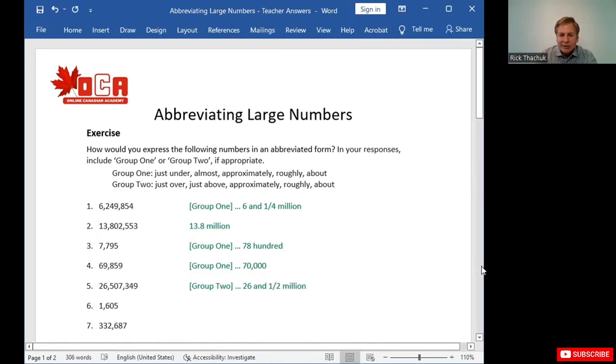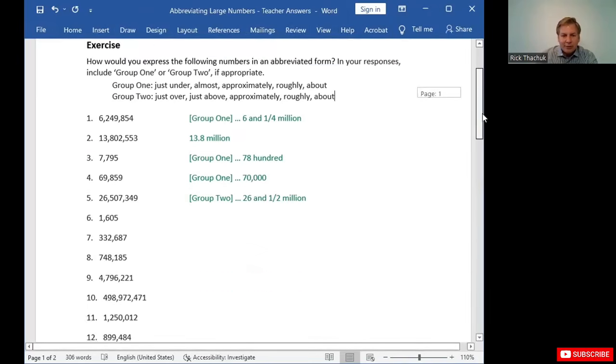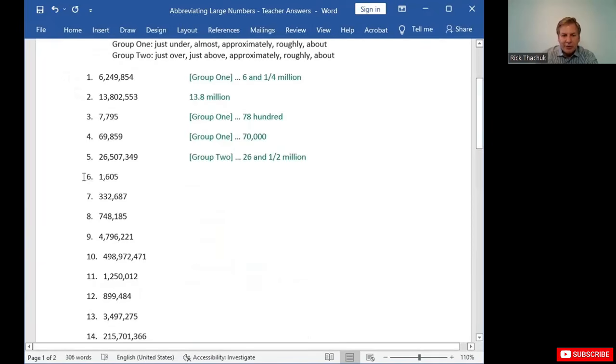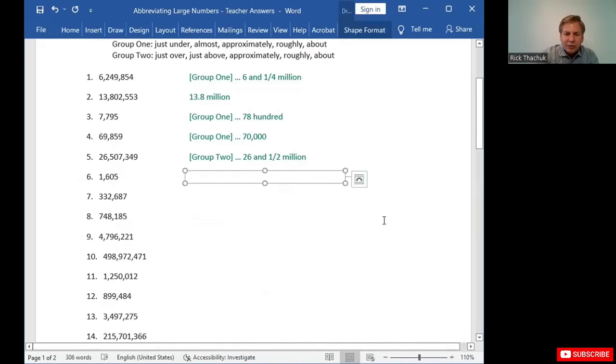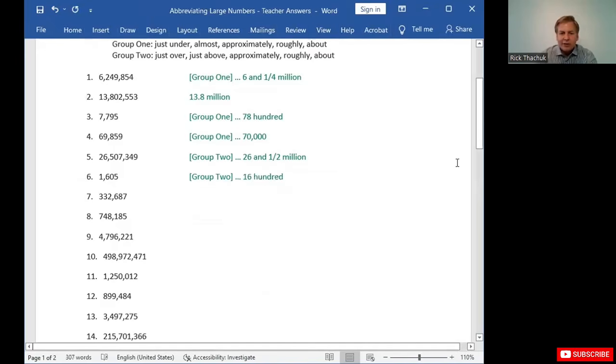So just over 26.5 million, or just above 26.5 million, or roughly 26.5 million. Scroll down a little bit. This number here, 1,605. Well, I'm reminded of number 3. This is very close to 1,600, which in English we commonly say 1,600. And it's just above that. So I'll use anything from group 2 and 1,600. So I might say just over 1,600 or just above 1,600.